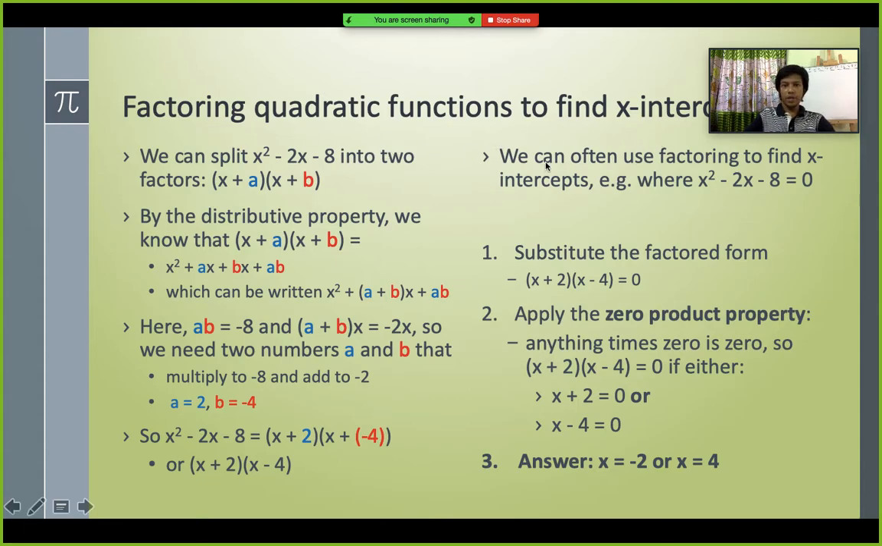Factoring a quadratic function to find the x-intercept. This is a middle term problem, like x squared minus 2x minus 8. If we want to find the x-intercept, we have to factor it. The process of factoring is written here. If we factor it, we get (x + 2)(x - 4). So one real zero is minus 2.